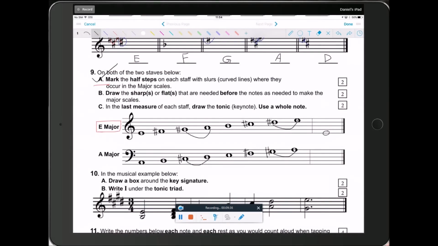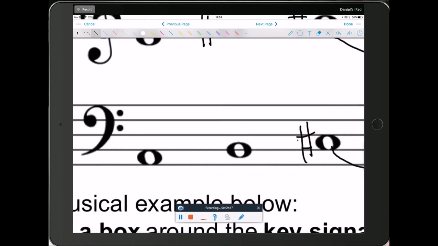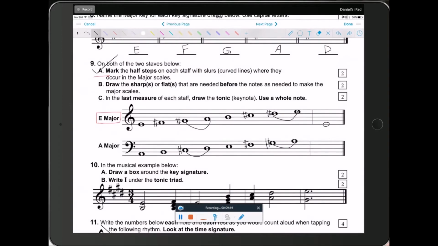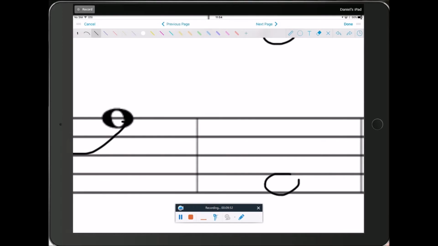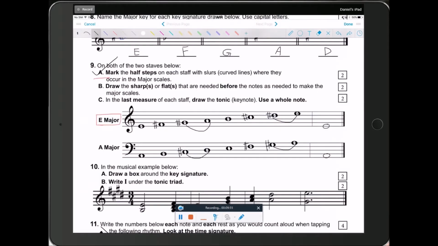Alright. So, now we need to do letter C and draw in the last measure the tonic of A major, which is just the first note of the scale. So we're going to take this note right there, the first note, and we're going to put it right here. And that is all we have to do. Okay? I know I say that's all we have to do. It's quite a bit, but if you think about it step by step, it shouldn't be that hard.